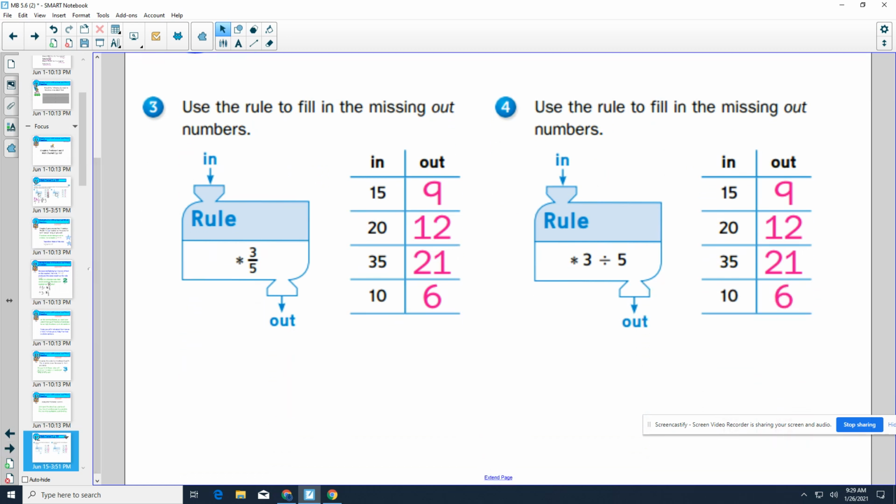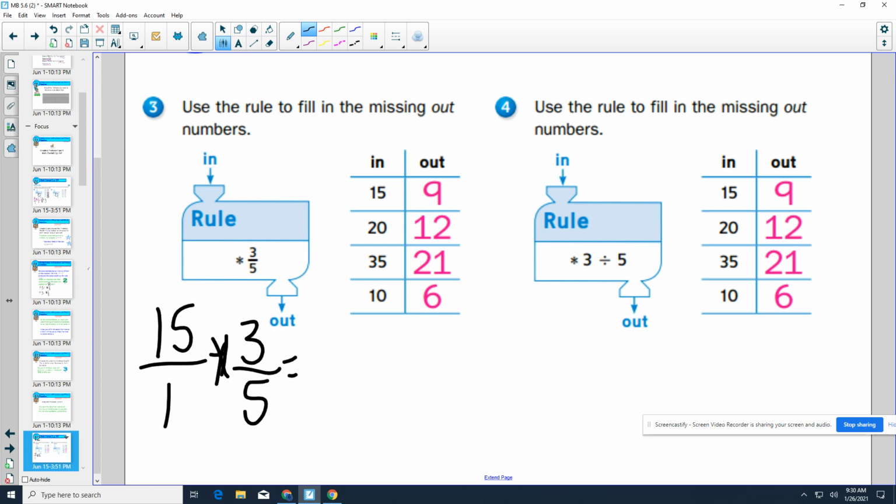Okay, so after working these out, it's a little bit different, isn't it? So now we're multiplying by 3/5. So I could have done 15 over 1 multiplied by 3/5. And again, it's still the same rule. I'm going to multiply across, and I know 15 times 3 is 45. And I know 5 times 1 is 5. And I know 9 times 5 gives me 45, just like the out.